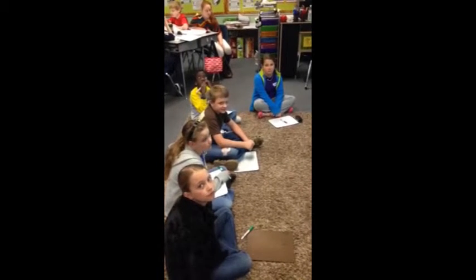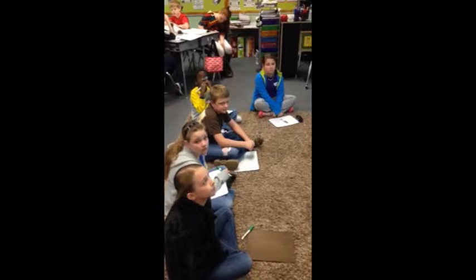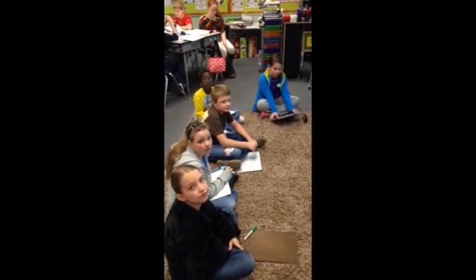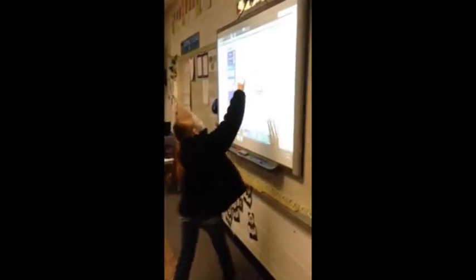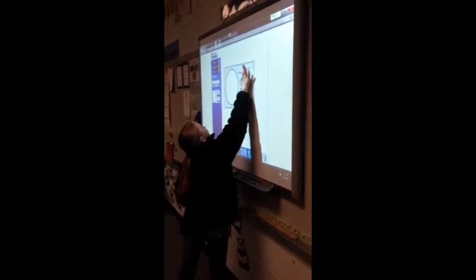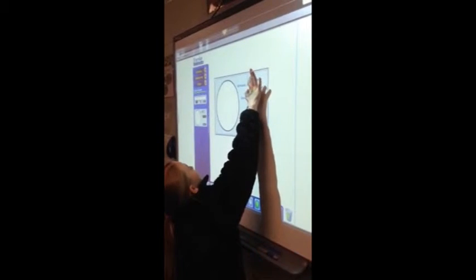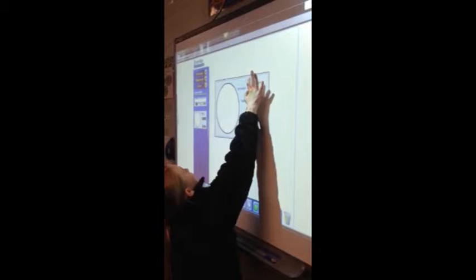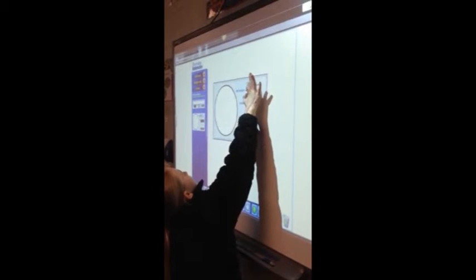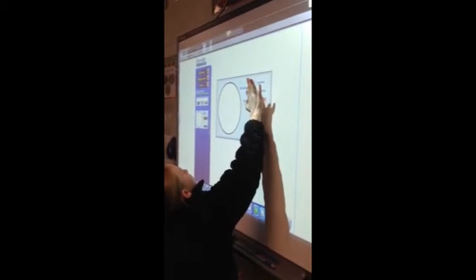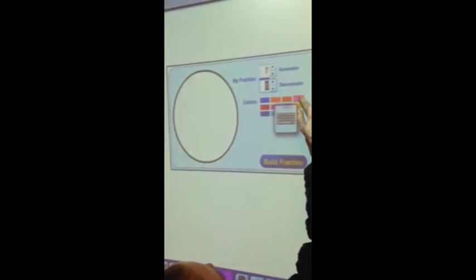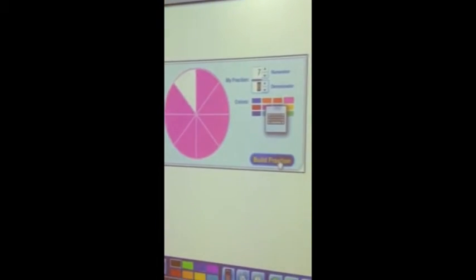The second group during Math RIT will be working using Fraction Builder on the smartboard. What they will be doing is racing the person at the smartboard using their whiteboards to build whatever fraction I tell them to. When they build the fraction on the smartboard, they choose their numerator, their denominator, their color, and then click Build, and the fraction will appear.